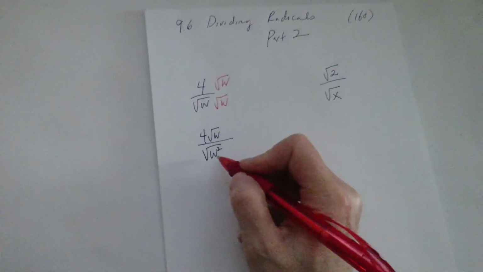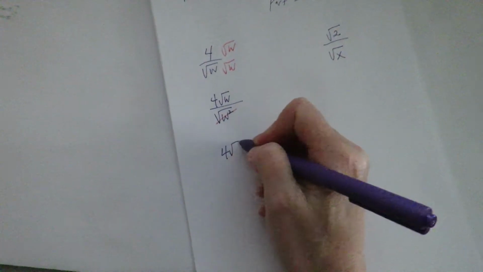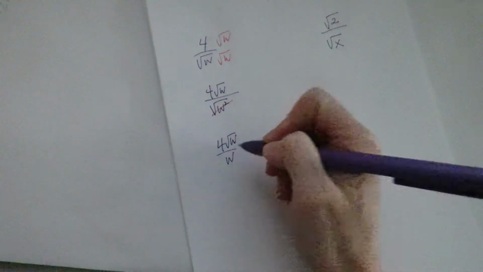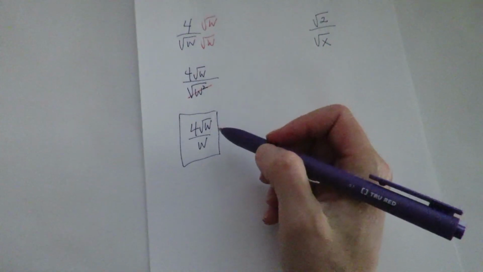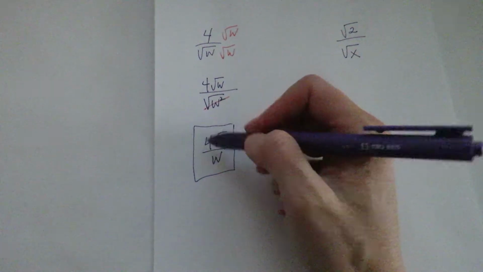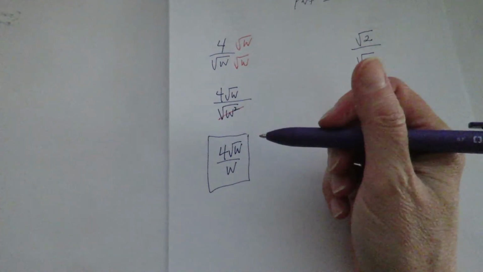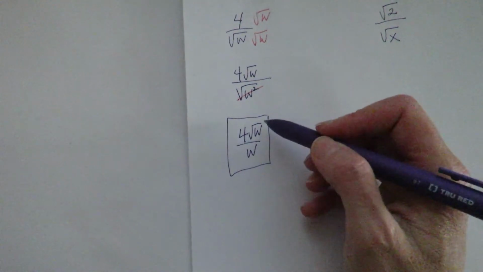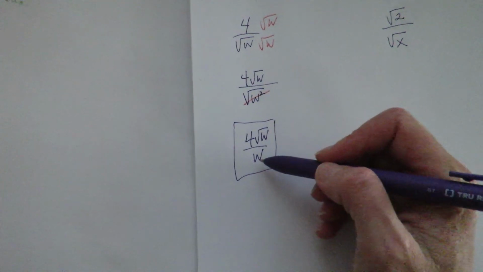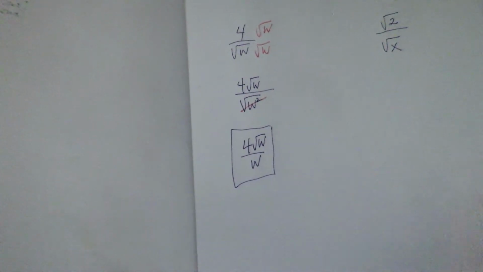So now I've made this a perfect square, so I can simplify that. So w squared comes out as a w. And that's the final answer. And just remember, you can only reduce non-radicals with non-radicals, and you can only reduce radicals with radicals. So for instance, this right here cannot reduce because this is a radical and this is a non-radical. They have to be the same category to be able to reduce.